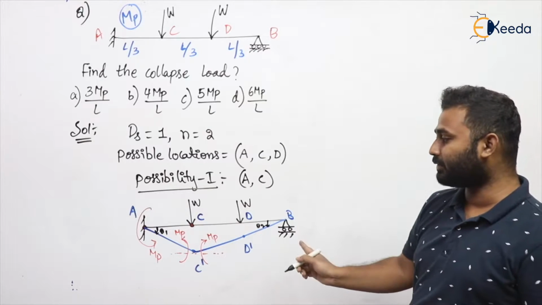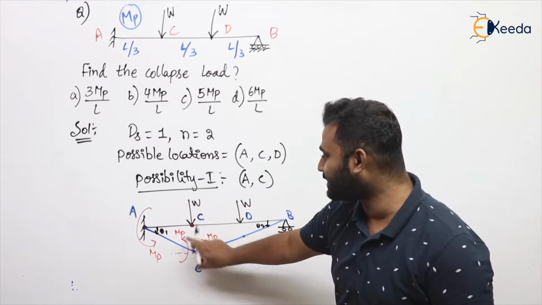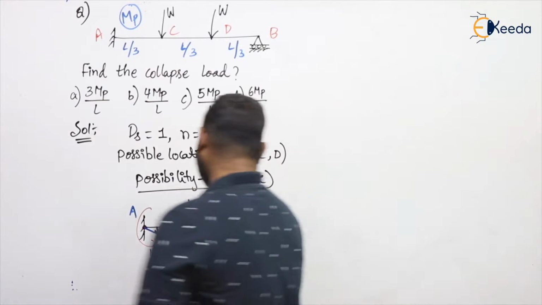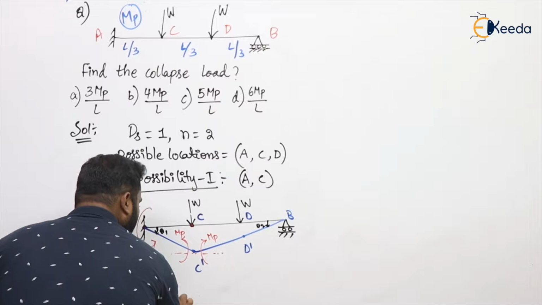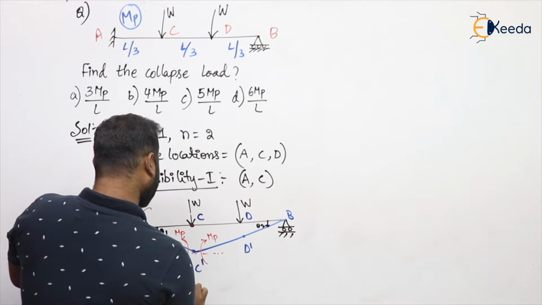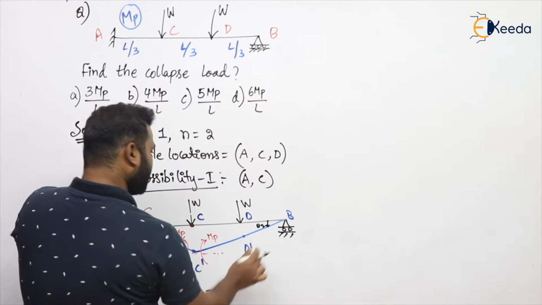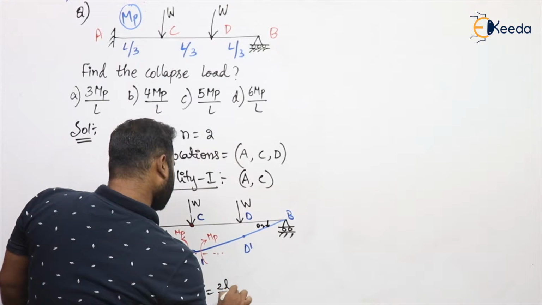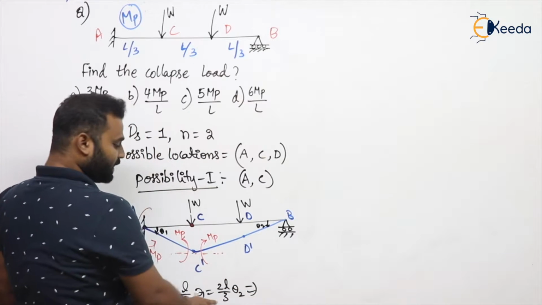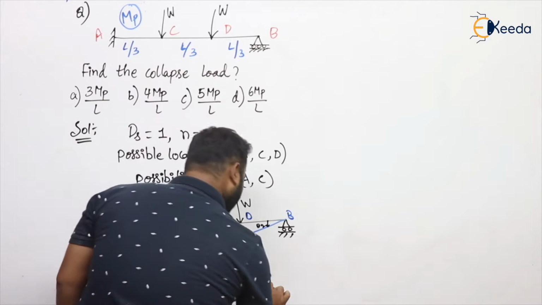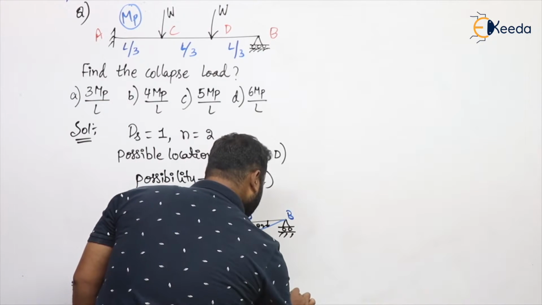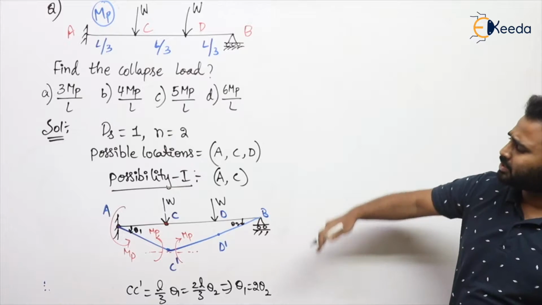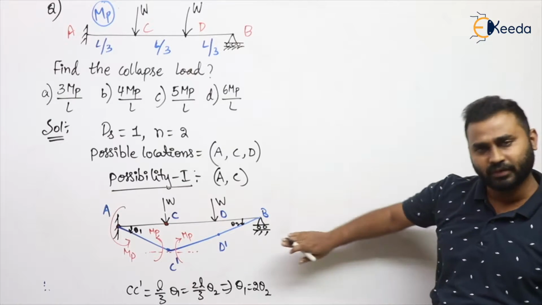Now what is the relation between theta 1 and theta 2? We know that CC dash is the same for both the spans, that is for AC and for CB. So CC dash is equal to, for this span, L by 3 theta 1, and for this span, 2L by 3 theta 2. From this we can evaluate the relation between theta 1 and theta 2. That is, theta 1 is equal to 2 theta 2. This is the relation between theta 1 and theta 2. Is it clear now, everyone? Based on this, we'll go for the calculation of the collapse load in this possibility.